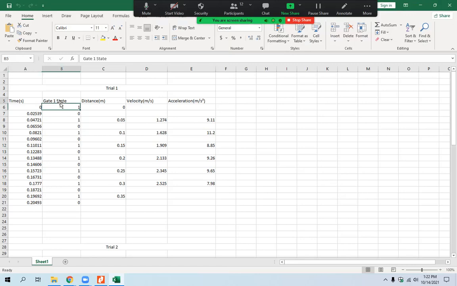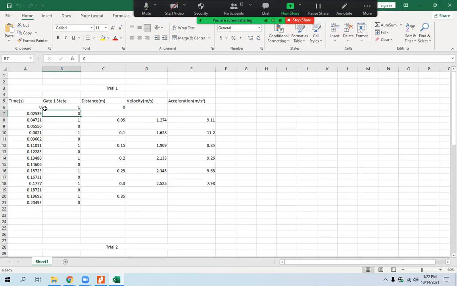So mapapansin nyo, may gate 1 state dito. So when the gate 1 state is 1, this means that your data will record as in clear part ng picket fence dumadaan sa photo gate. And if your gate 1 state is 0, there's no recording happening.